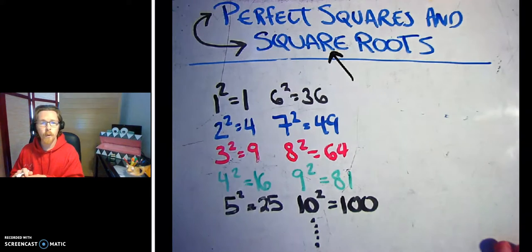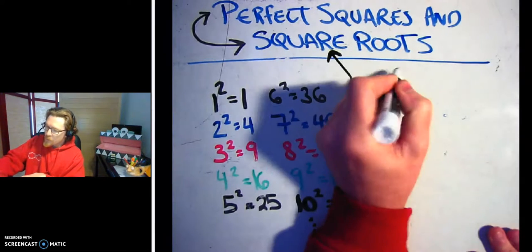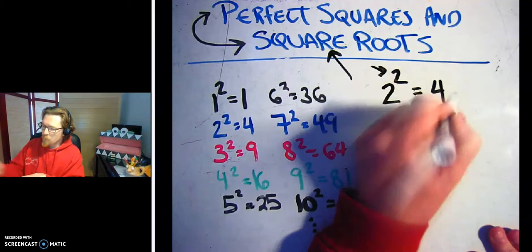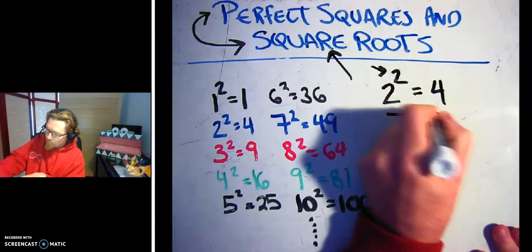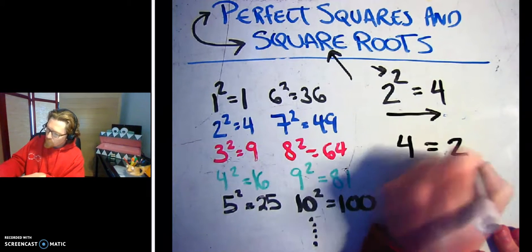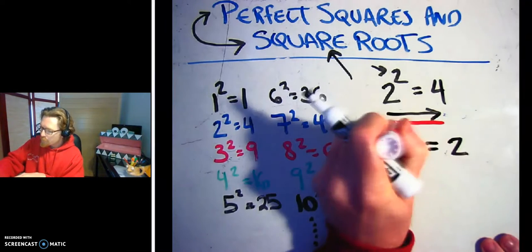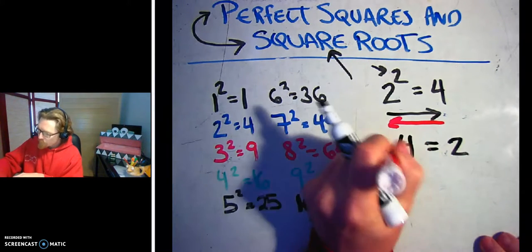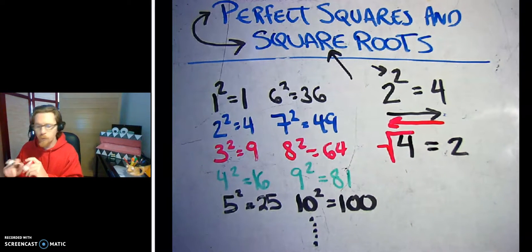It's called square rooting. So when you take a number and you square it, you get a value of 4. So our new operation, this is going this way. We're going to show you the operation of how to move from the 4 back to the 2. We call this square rooting. The square root of 4 is equal to 2.